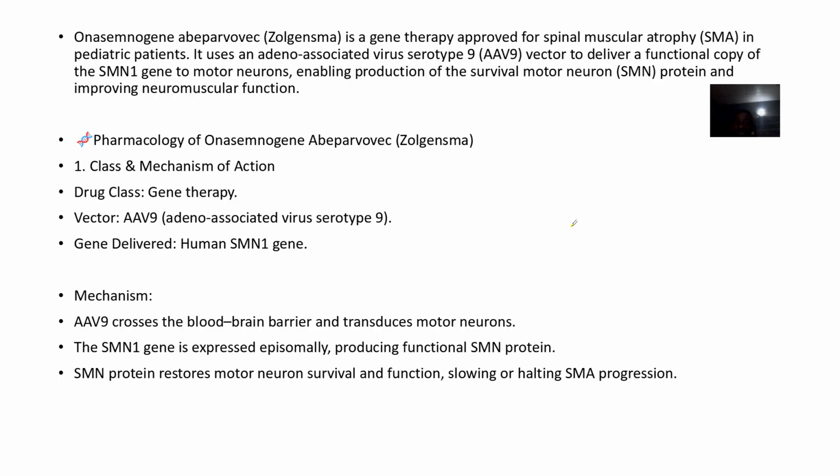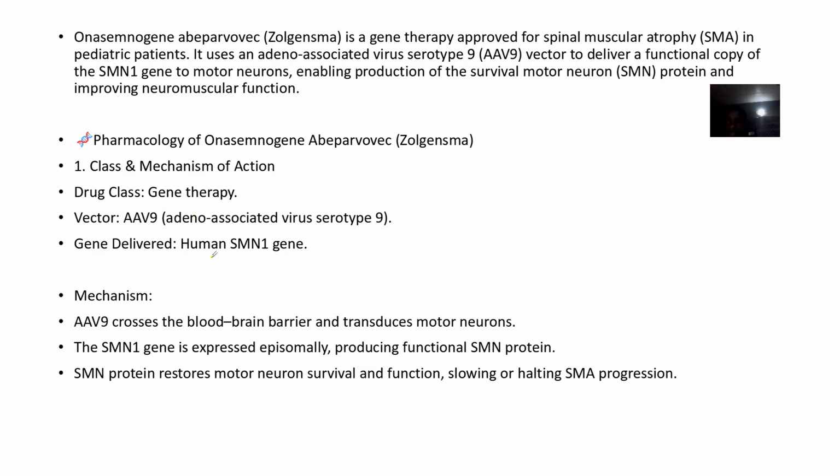Okay, so Onasemnogene abeparvovec is a gene therapy usually approved for treatment of spinal muscular atrophy in pediatric patients. That's mostly in children. Okay, so drug class is a gene therapy. Okay, what is a vector? What actually transports the drug to the site of action is the adeno-associated virus serotype 9.